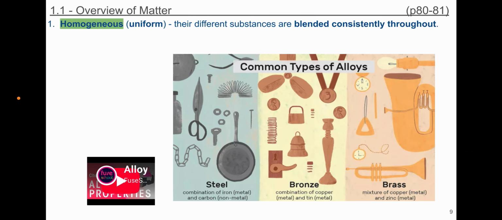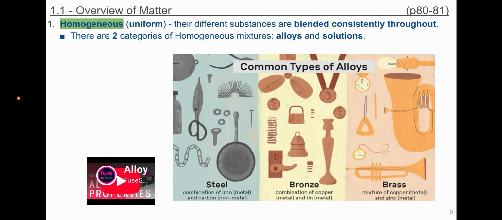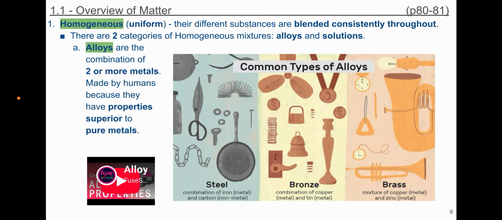All right, homogeneous means uniform. The substances are blended consistently throughout. There are two types of homogeneous mixtures. We got alloys and solutions.